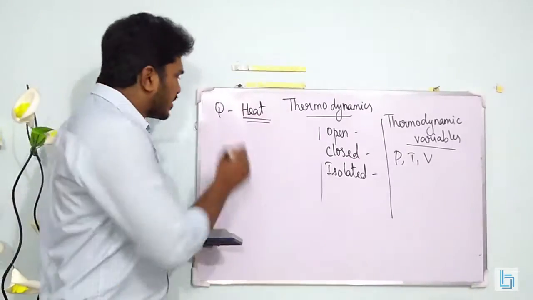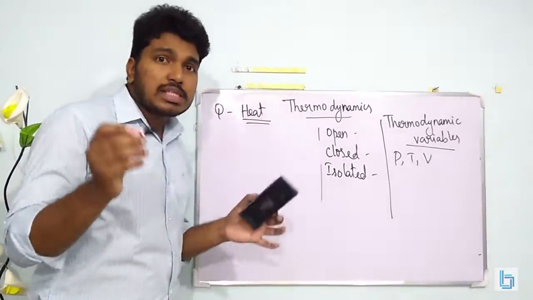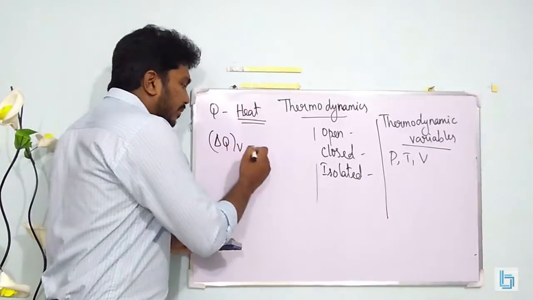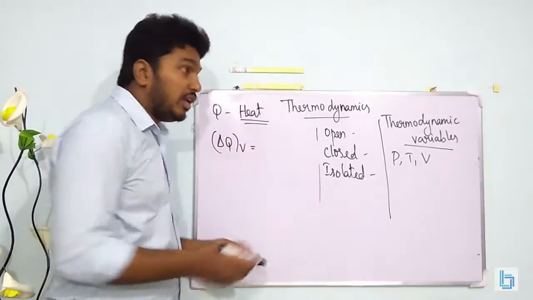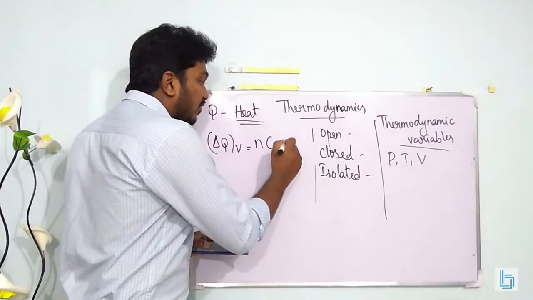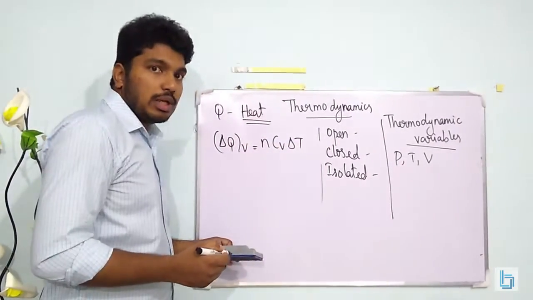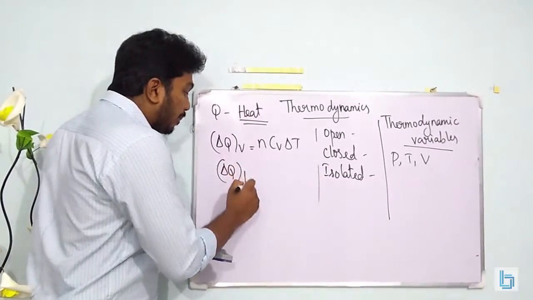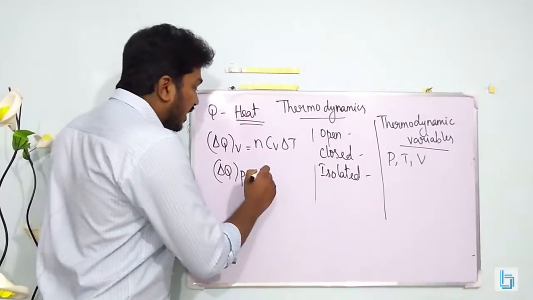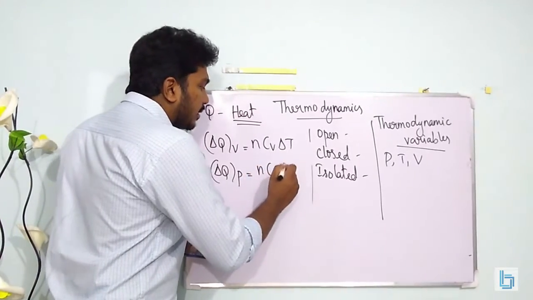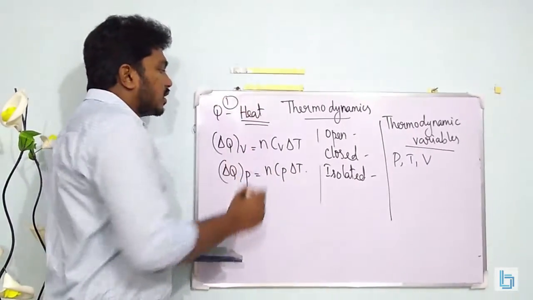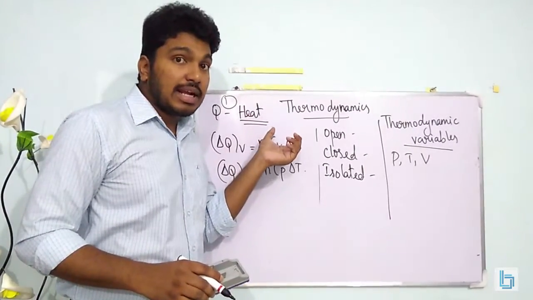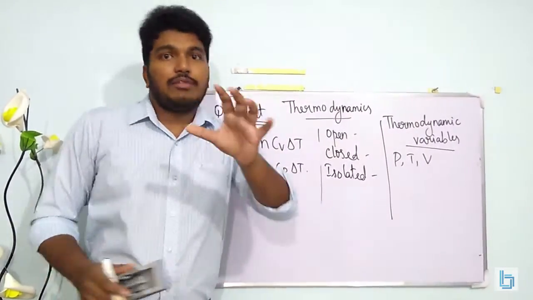If you are considering a situation where the volume remains constant, then we can say that delta Q_V will be equal to nC_V delta T. And if you're considering a situation where the pressure is constant, we can write delta Q_P is equal to nC_P delta T. So the first term I have introduced is known as heat. It is the energy transfer due to the temperature difference.